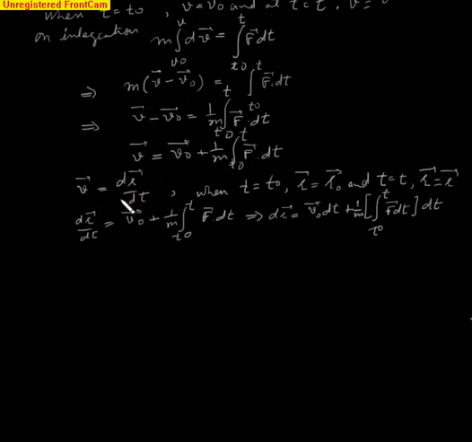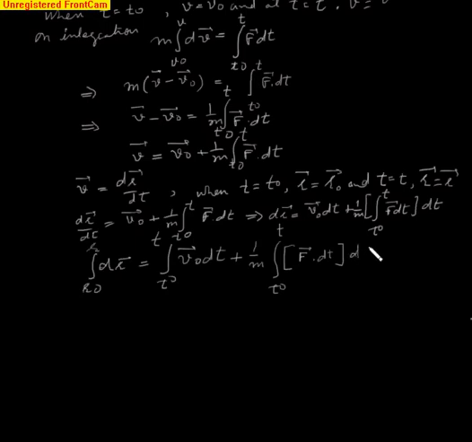So I will use these conditions to integrate this part. I will write the integration of dr from r naught to r, equal to v naught dt, its integration from t naught to t, plus the integration of this term. 1 over m is constant, no need to integrate it, so the integration from t naught to t, inside this bracket will remain as it is, F dt, into dt, that is the integration of this part.